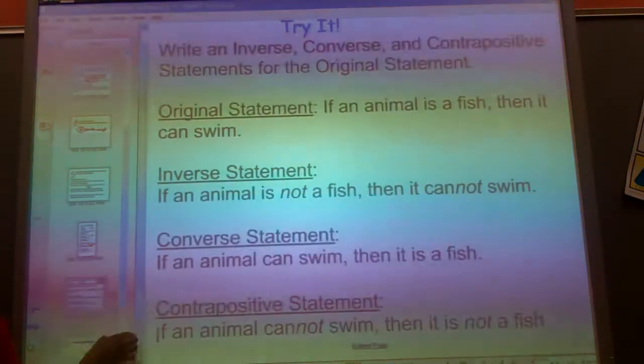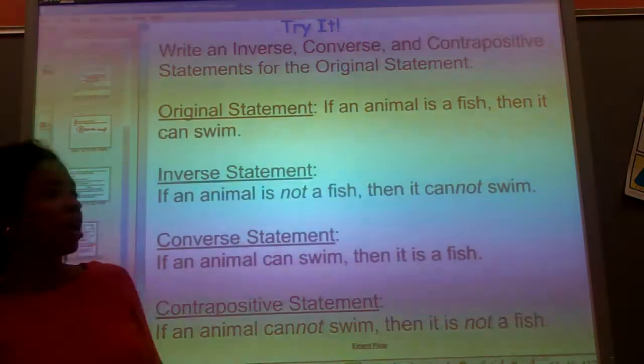And there it is. And this is your lesson 2.1.